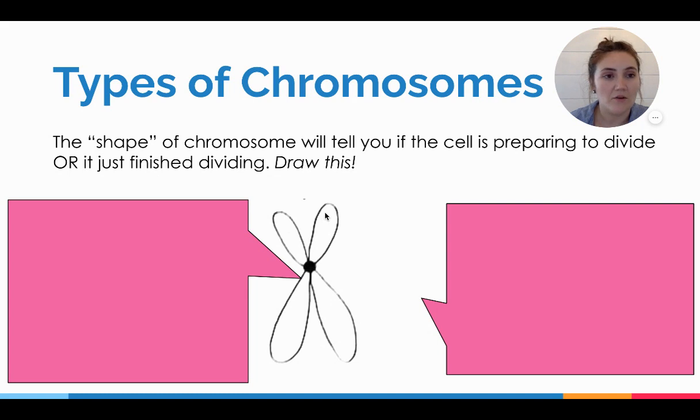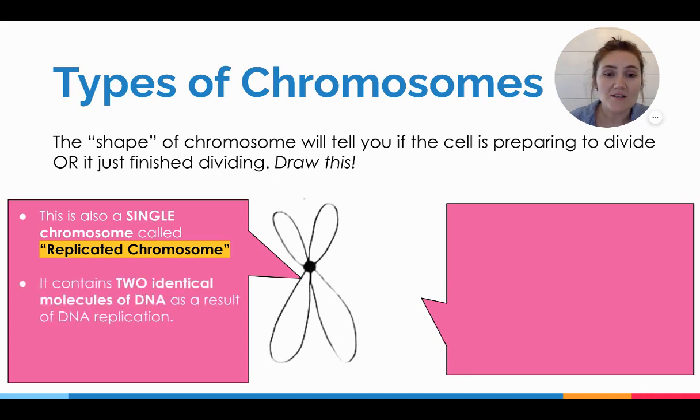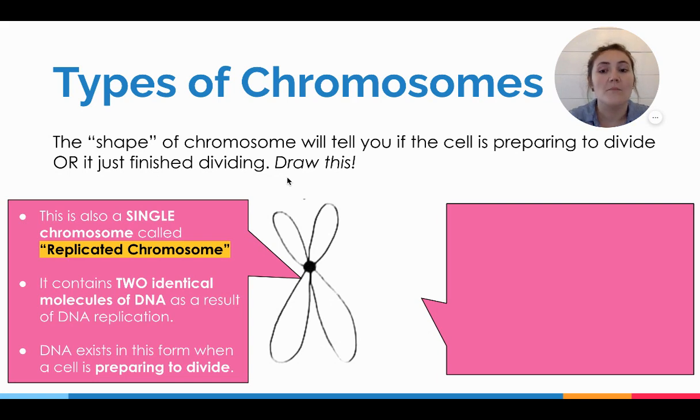So this picture right here with the chromosome as an X shape, this is called a single chromosome, known as a replicated chromosome, and that just lets us know that it contains two identical copies of the DNA as a result of DNA replication. So DNA replication has already happened. We have the DNA molecules all twisted and organized together in this shape, which is the X-shaped chromosome, otherwise known as a replicated chromosome. So DNA looks like this when a cell is preparing to divide. It hasn't divided yet, it's getting ready to.